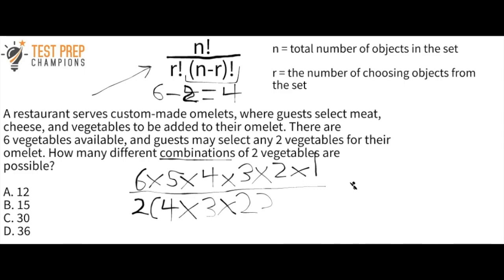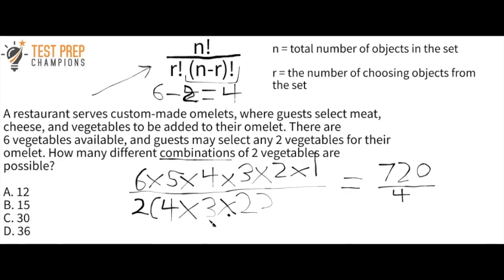So now all we have to do is run this in your calculator, and what you'll get, and I calculated this out beforehand, is 720, right? If you do 6 times 5 times 4 times 3 times 2, you get 720. Then the bottom part here, you're going to get 48.